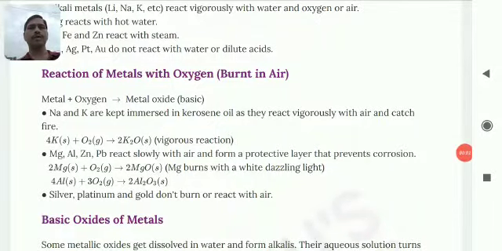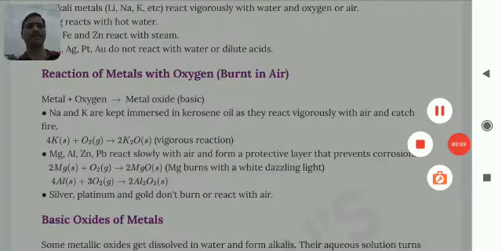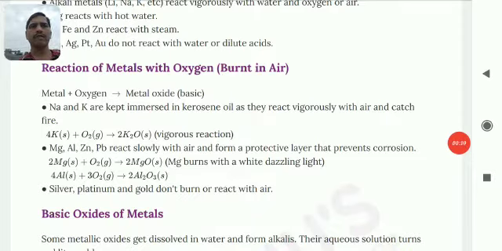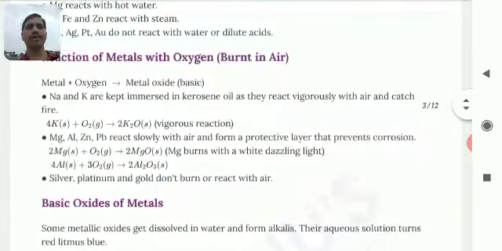Hello students, today we will be learning about some of the chemical properties of metals and non-metals. At the very onset, let us discuss the reaction of metals with oxygen. Generally, metals react with oxygen to form metal oxides, which are basic in nature.